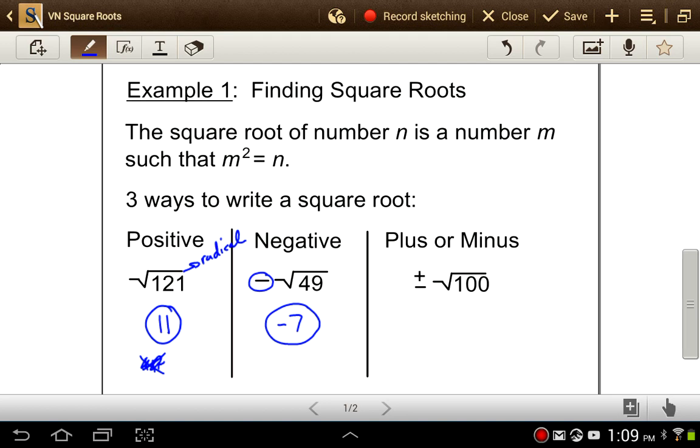If I put a plus minus sign in front, that means I want both forms. So you've got to figure out what number squared equals 100. That is 10. So I want the answer to be plus or negative 10. Or if you want to express your answer as 10 and negative 10 as two separate forms, that is fine. Either one would be fine.